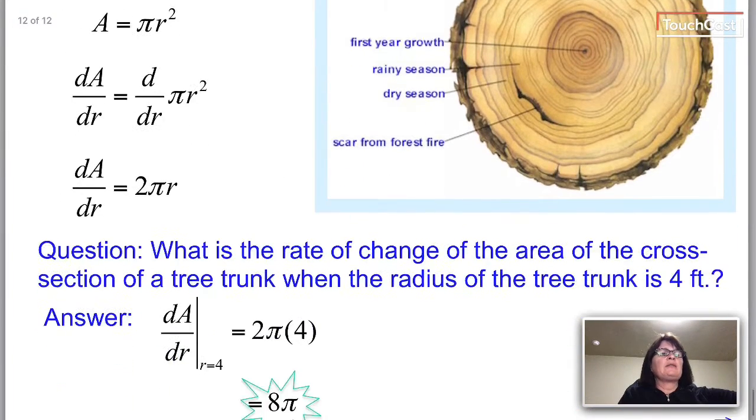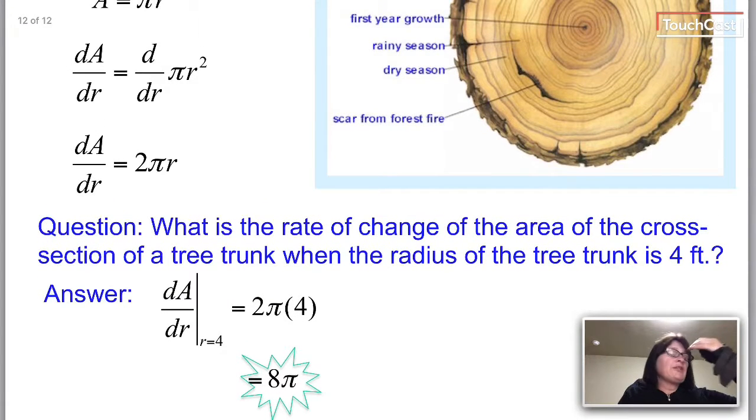So my next question, what is the rate of change of the area of the cross section of the tree trunk when the radius of the tree trunk is 4 feet? So it's another way to say, how fast is the area of the tree trunk cross section changing at the exact moment in time when the tree trunk's radius is 4 feet?